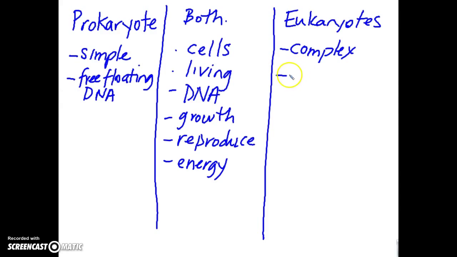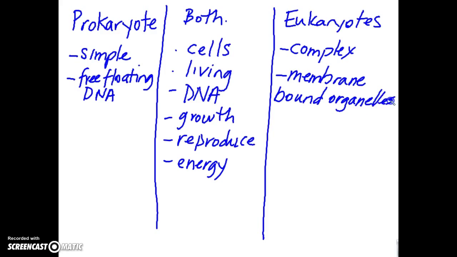Whereas the eukaryotes have membrane-bound organelles. All of their organelles have a membrane around them. Okay, so membrane-bound, that means they're bound or surrounded by a membrane. Organelles. Okay, and typically a prokaryotic cell is a bacteria.